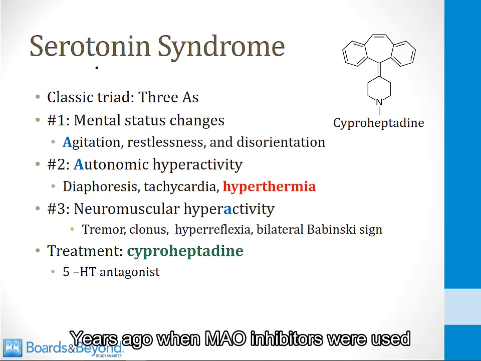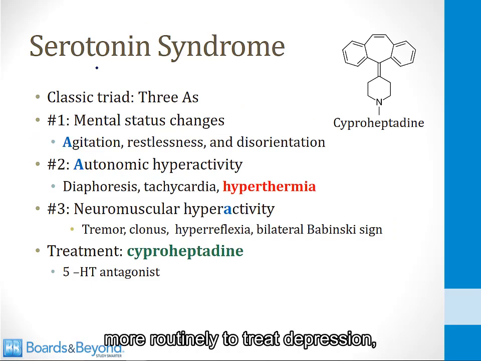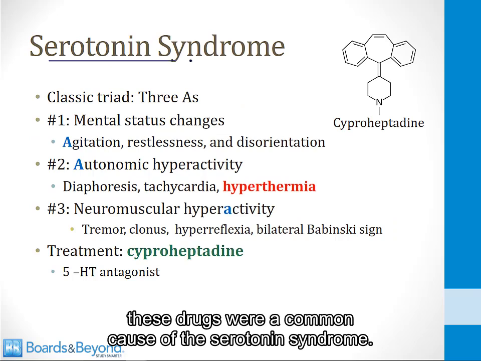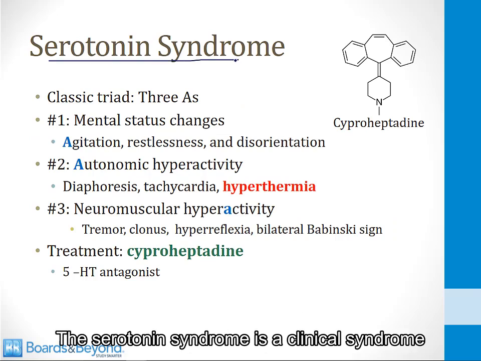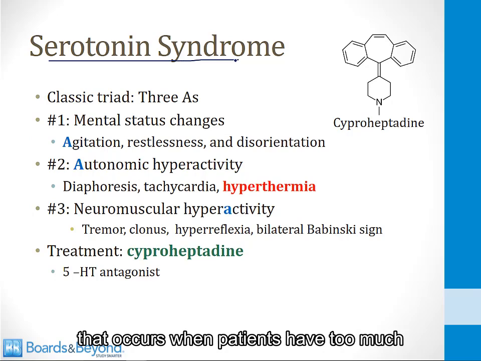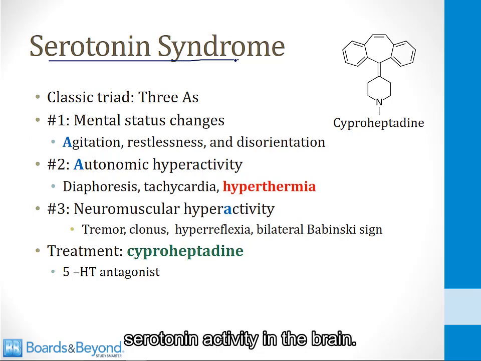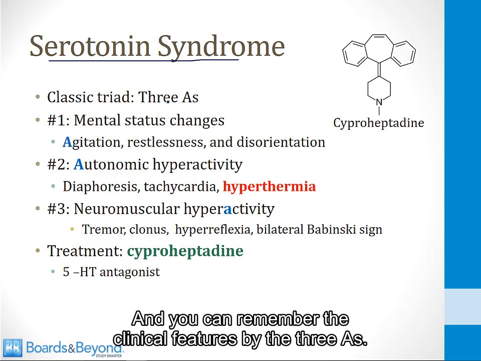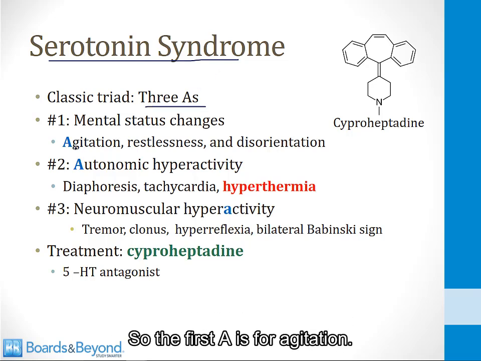Years ago, when MAO inhibitors were used more routinely to treat depression, these drugs were a common cause of the serotonin syndrome. The serotonin syndrome is a clinical syndrome that occurs when patients have too much serotonin activity in the brain. And you can remember the clinical features by the three A's. So the first A is for agitation.